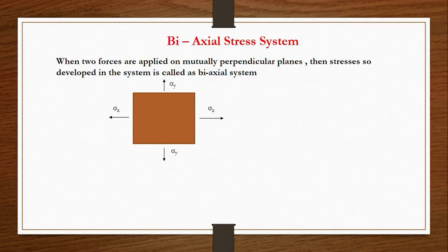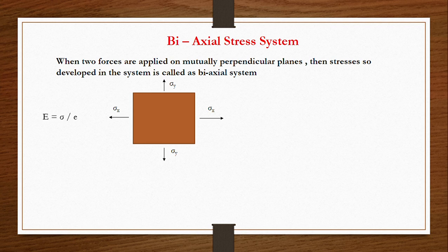As mentioned, biaxial stress system. First of all, we should know what is meant by a biaxial system. As mentioned here, the figure has two axes, that is the x-axis and y-axis. As the definition says, when two forces are applied on mutually perpendicular planes, that is x and y, then the stress so developed in the system is called a biaxial system. It means we are going to study a system having two different axial stresses.